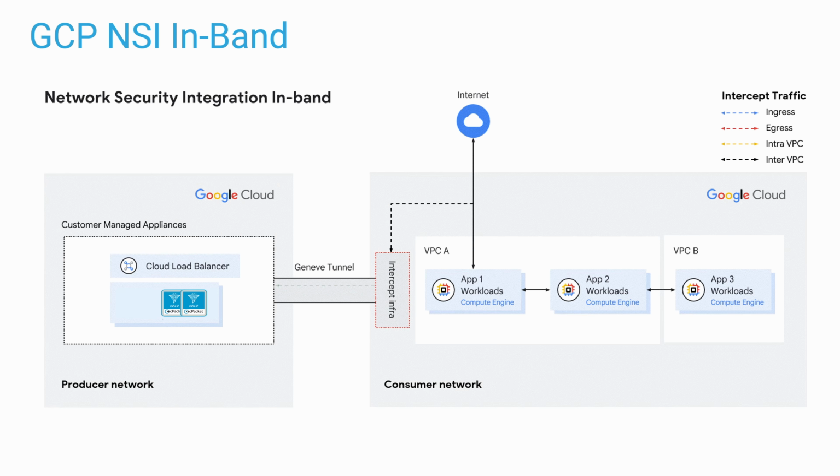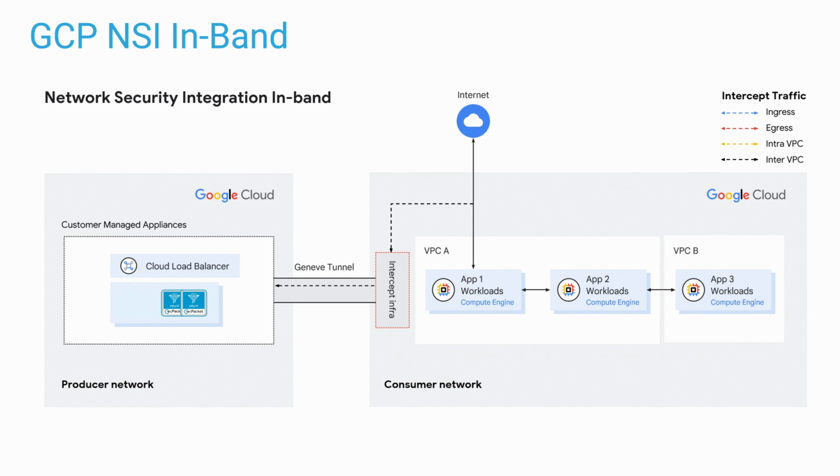To first dive into the in-band scenario, our virtual packet brokers are sitting inline in the data path, where we inspect the packet and then pass that packet on to its original destination as specified in the packet header. We'll start with the consumer network on the right-hand side of the diagram. You can see we have a few workloads in VPC-A and VPC-B. Through the use of Google Cloud's network and firewall security policies, you can specify which traffic you want to intercept or inspect for security, as an example.